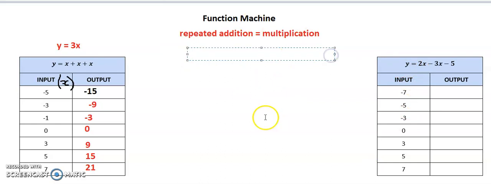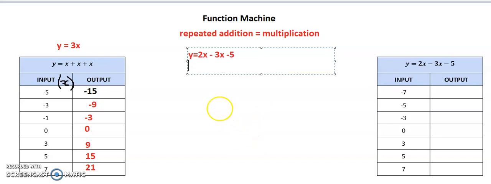Likewise with my next one. We have y equals 2x minus 3x minus 5. Again, I just want you to think, what does 2x mean? 2x means that we've got x plus x. And then it's taking 3 lots of x's away. So it's taking 1x, taking another x, and taking another x. And then at the end, I've got take away 5.